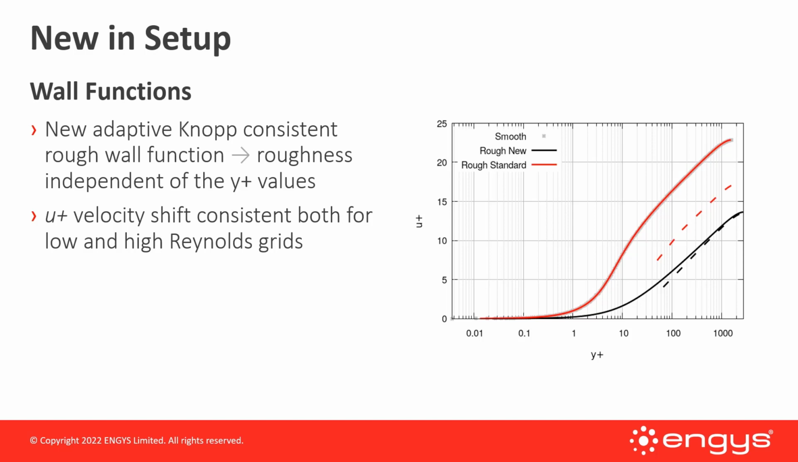In terms of wall function, we have a new adaptive rough wall function based on the NOP formulation. This means that we have a roughness independent of the y plus values. So if you look at the example shown here, where you find a smooth curve in gray, and the standard formulation of the roughness wall function that we previously had in HELYX, you can see that for a low Reynolds grid, there is no difference with respect to a smooth wall, whereas for a high Reynolds mesh, in this dashed red curve, you can see that there is the correct velocity shift. Whereas if you use the new NOP consistent rough wall function, you can see that the velocity shift is consistent for both the low Reynolds mesh, the continuous line, and the high Reynolds grid, the dashed one.